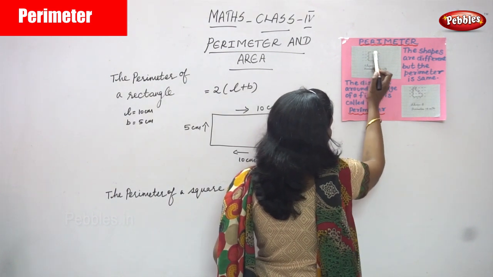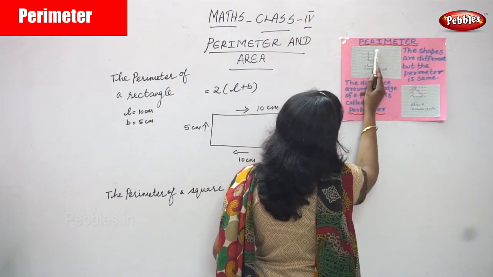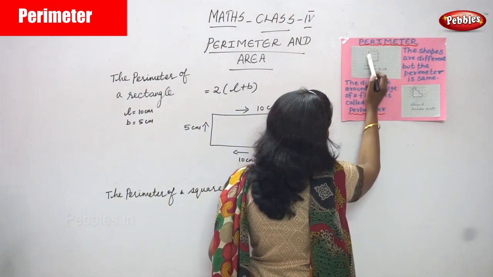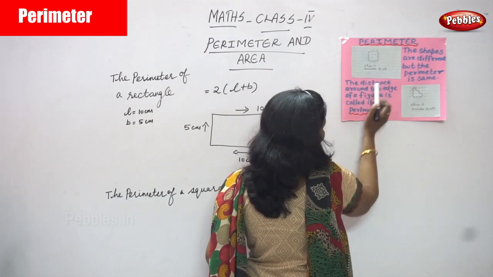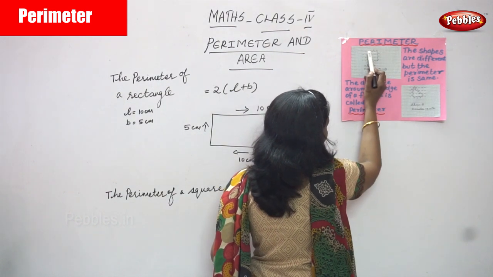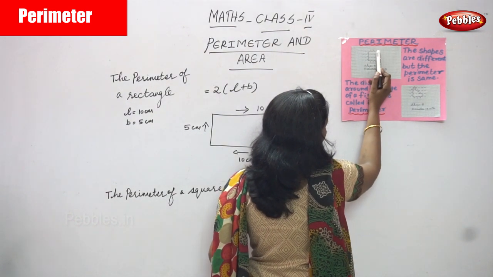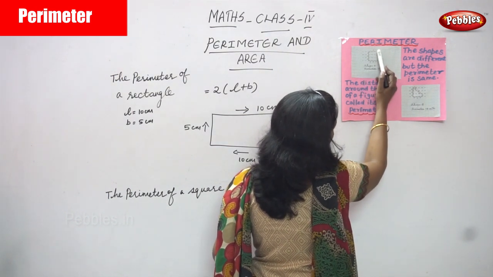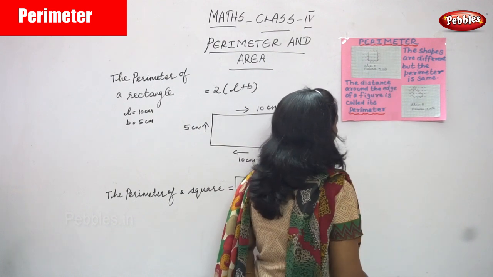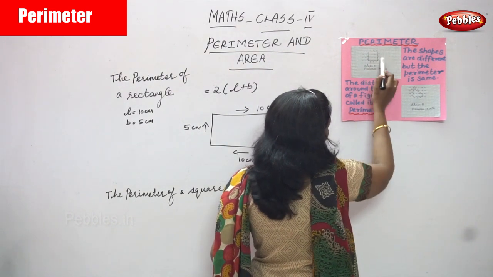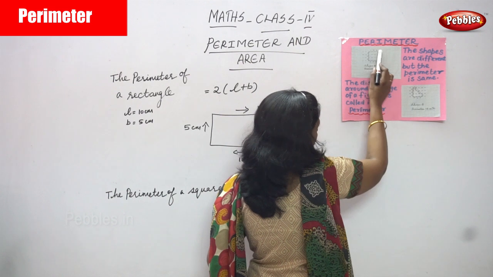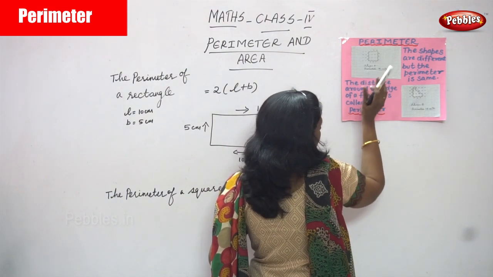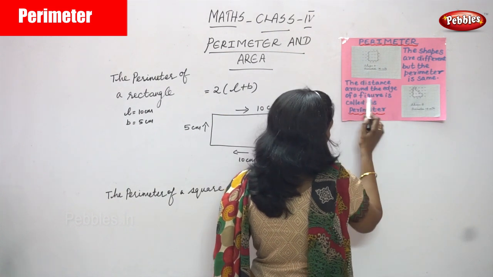Means start from here to here, this is a distance, and start from here to here. So one side, two sides, three sides, four sides, all four sides are the distance around the edge, starting here and ending at this point. So the distance around, this is a diagram, this is a square, this is a figure. The square is a kind of shape, so it is called a figure.